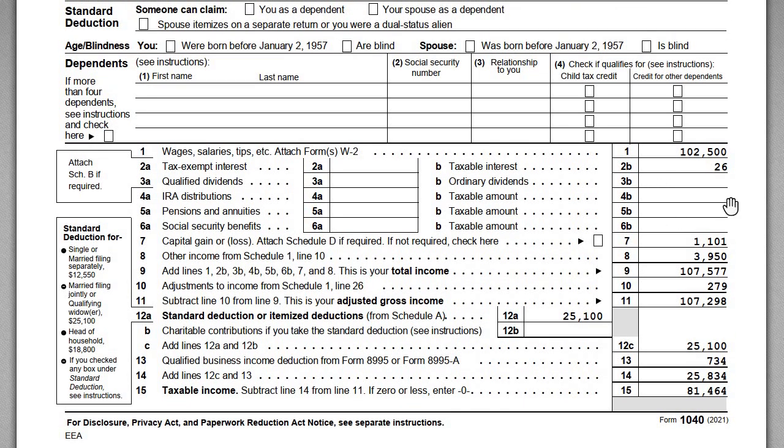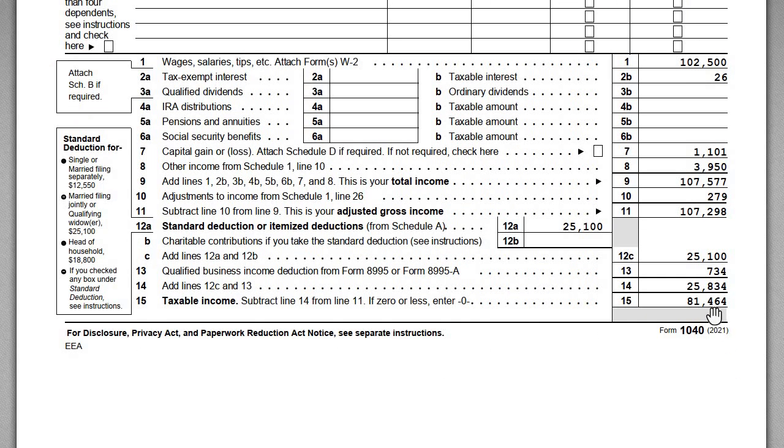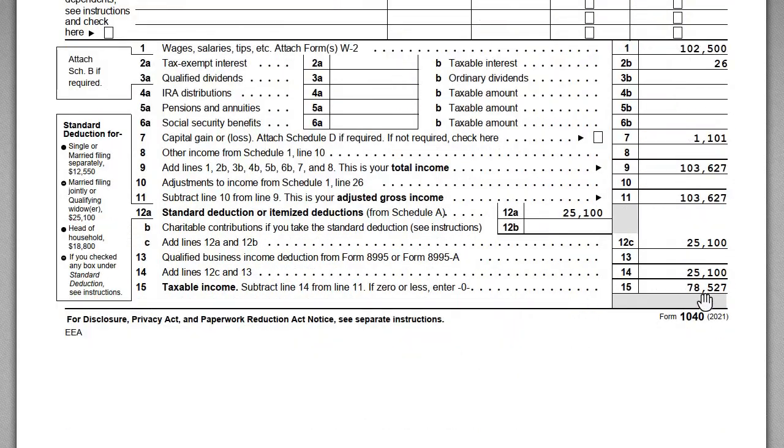Okay, and so for these other elements here, you can see the changes too, right? So line 8, we now have $3,950 as self-employment income. We have adjustments, $279 deductible, one half of the self-employment tax, and then we've got the QBI deduction. So all of these adjustments impact our bottom line taxable income number. Okay, so that's overall the biggest change. Our taxable income is now $81,464 rather than previously it was $78,527. Okay, so our income has gone up. That makes sense, right? We're reporting income that previously was not reported.